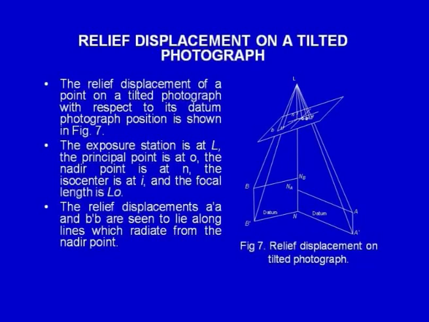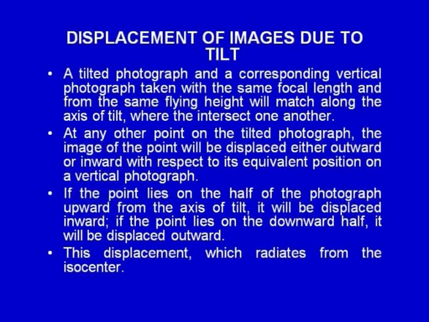Similarly, we can find out the relief on a tilted photograph. The relief displacement of a point on a tilted photograph with respect to its datum has been shown in the adjoining figure. The exposure station is at capital L, the focal point is at small o, and the nadir point is at N. The isocenter is at I, and the focal length is L o. The relief displacements A dash A and B dash B are seen to lie along lines which radiate from the nadir point. A tilted photograph and a corresponding vertical photograph taken with the same focal length and from the same flying height will match along the axis of tilt, where they intersect one another.